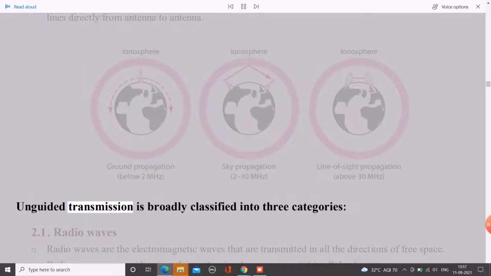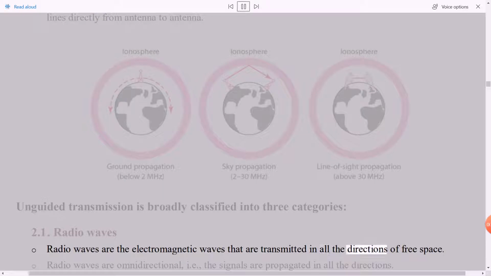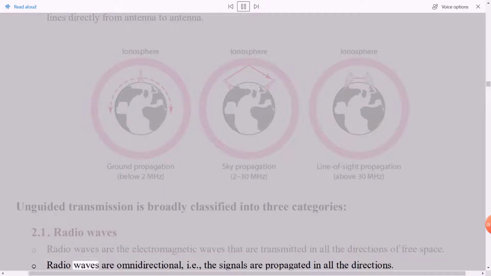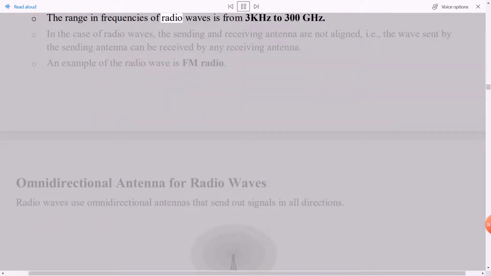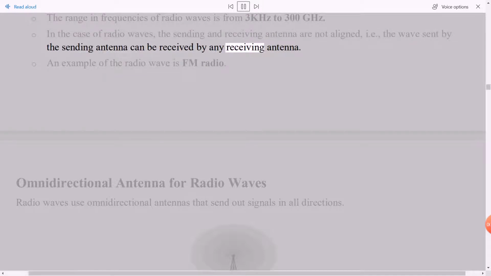Unguided transmission is broadly classified into 3 categories. 2.1. Radio waves. Radio waves are the electromagnetic waves that are transmitted in all the directions of free space. Radio waves are omnidirectional, i.e., the signals are propagated in all the directions. The range and frequencies of radio waves is from 3 kHz to 300 GHz. In the case of radio waves, the sending and receiving antenna are not aligned, i.e., the wave sent by the sending antenna can be received by any receiving antenna.